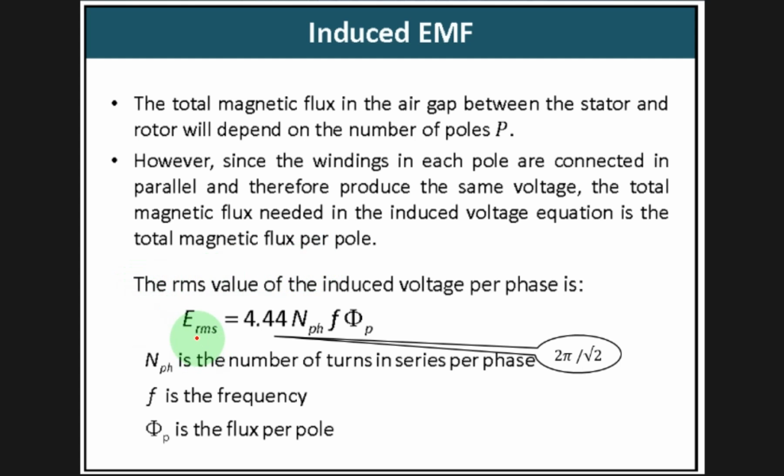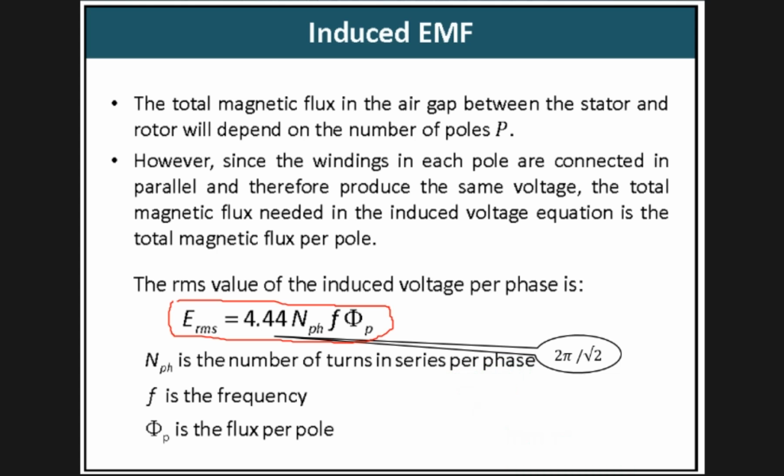So we can write the same equation for the RMS value, and then it will be 4.44 times the number of turns in series per phase, into F, the frequency of the supply, into phi P, the flux per pole. This equation you can remember for calculations directly. You don't have to derive it.